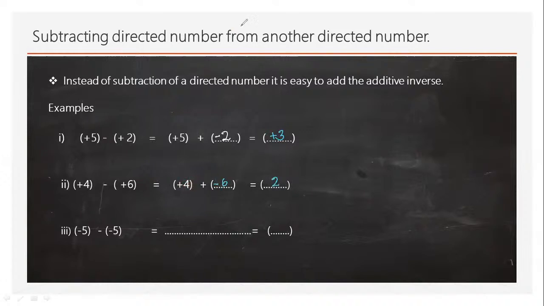But this 6 contains a negative value, so the answer also carries this negative. Then minus 2 is the answer here. Then minus 5 minus minus 5. So we can write minus 5. Change the sign, write with addition, and here this minus 5 changes into the additive inverse of minus 5, which is positive 5. Then when different signs are added, we subtract, and the answer is 0 here.